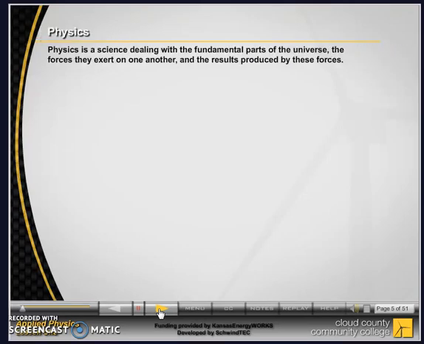According to Funk and Wagnalls, physics is a science dealing with the fundamental parts of the universe, the forces they exert on one another, and the results produced by these forces. More simply, physics is the study of the world in which we live.